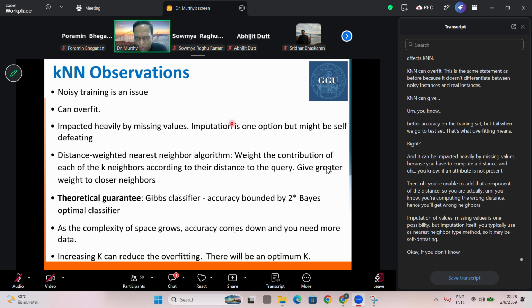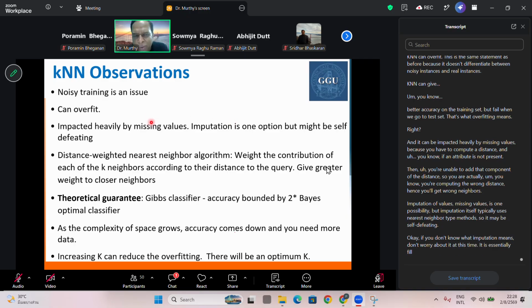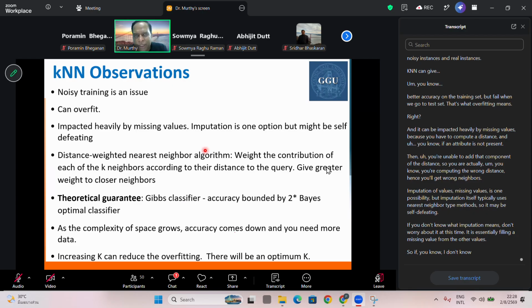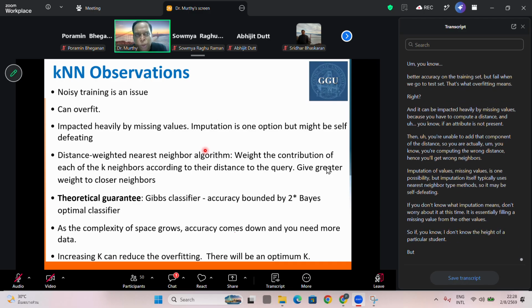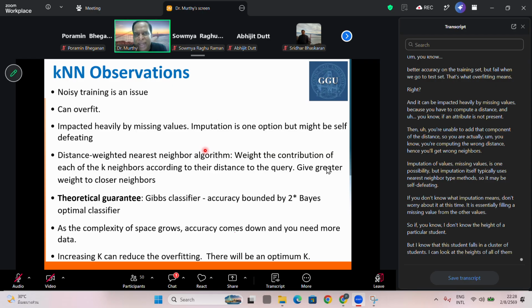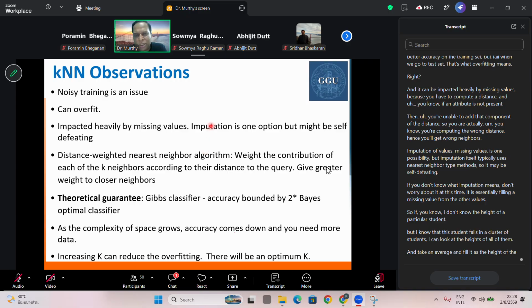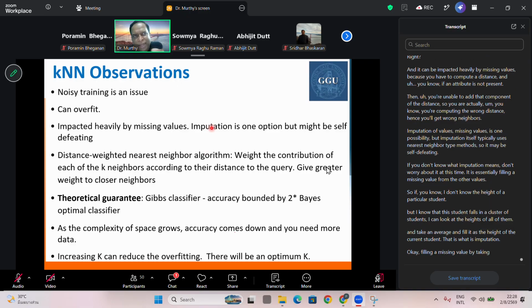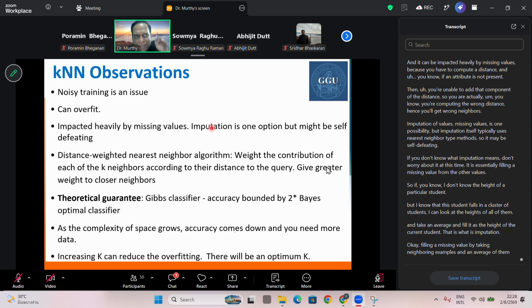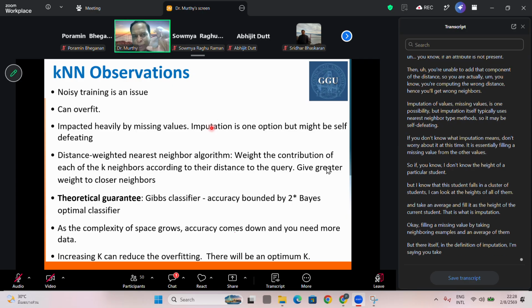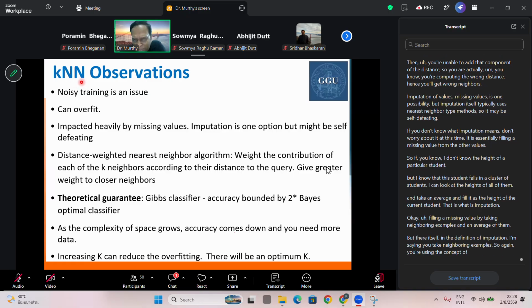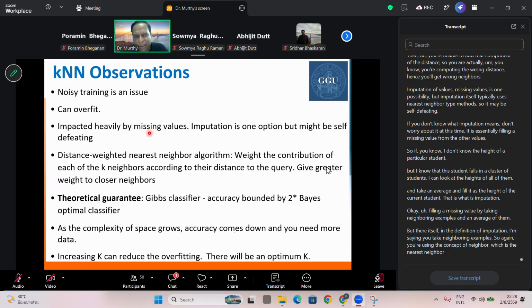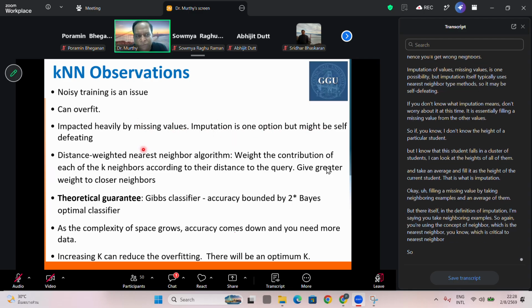If you don't know what imputation means, don't worry about it at this time. It is essentially filling a missing value from the other values. So if I don't know the height of a particular student, but I know that this student falls in a cluster of students, I can look at the heights of all of them, take an average, and fill it in as the height of the current student. That is imputation. Okay, filling a missing value by taking neighboring examples and an average of them. But in the definition of imputation itself, I'm saying you take neighboring examples. So again, you're using the concept of neighbor, which is critical to nearest neighbor. So imputation could be self-defeating.